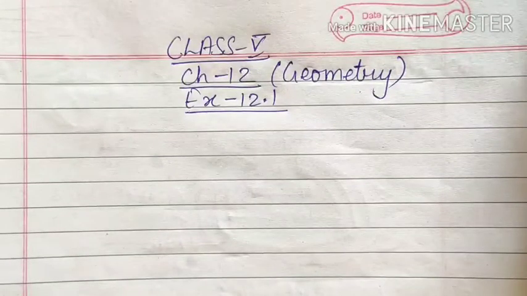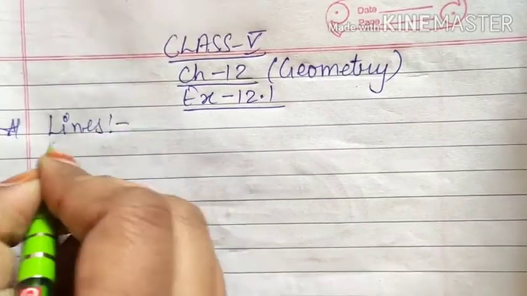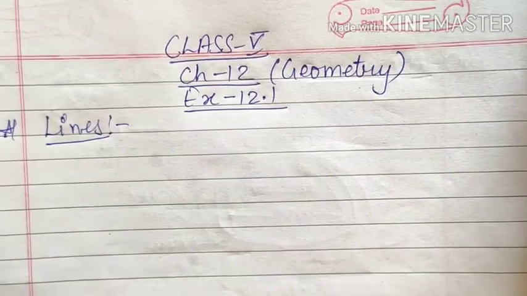Now we will start our exercise 12.1, but before starting exercise 12.1 we need to see the explanation of the notes which we have written in the last class, because before getting those points we cannot start 12.1. So in the notes we started from lines, types of lines actually we have learned.